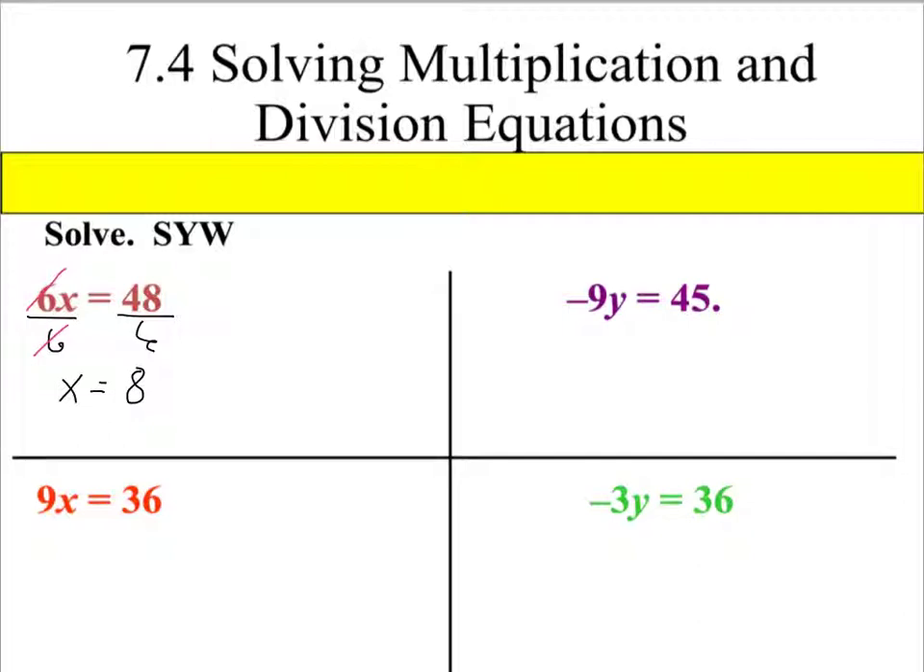Okay, so try these next three. Again, we just divided by 6, that number that was multiplying by the variable, okay, and we solved. Okay, so try 2, 3, 4, and good luck.